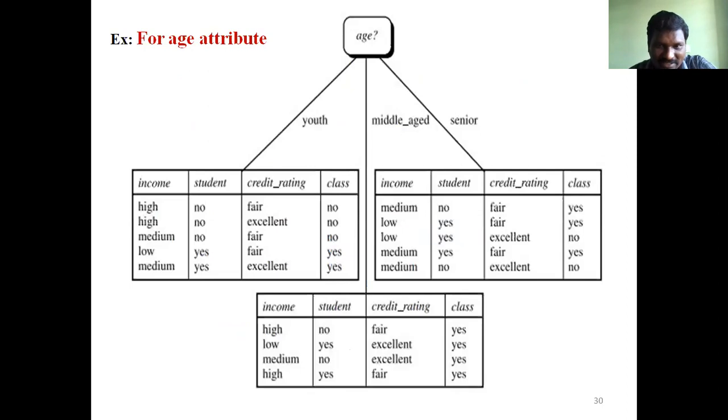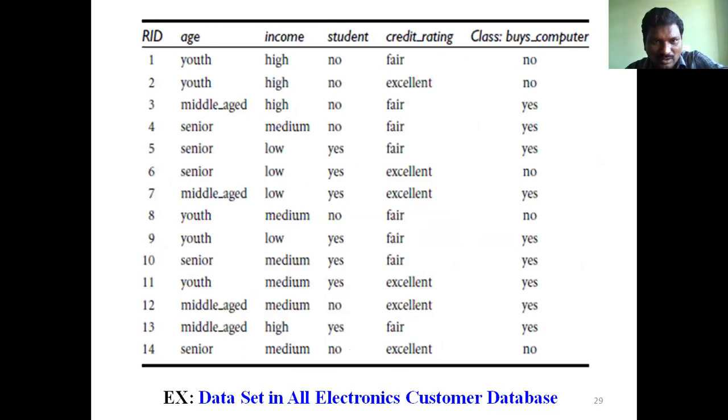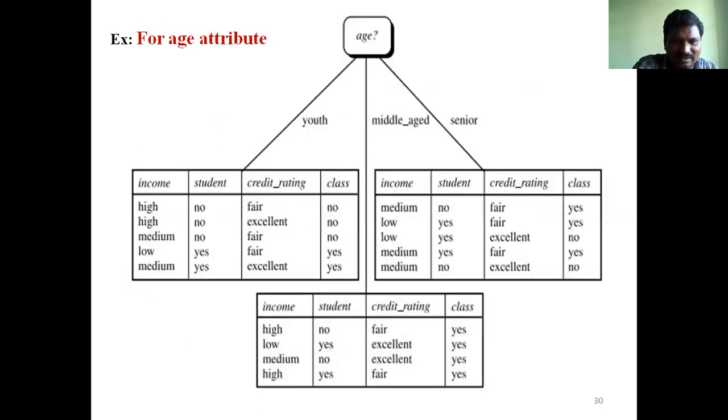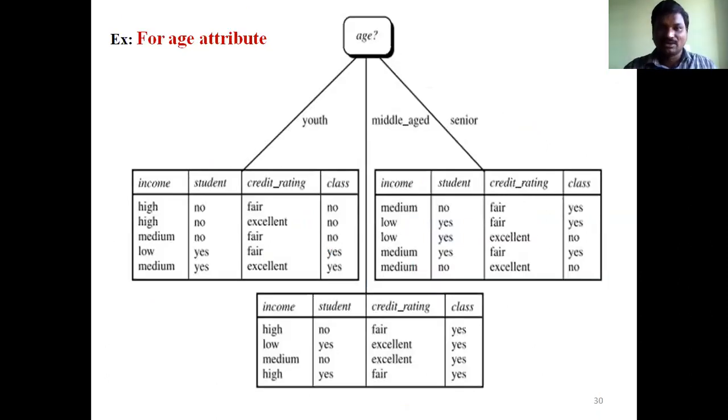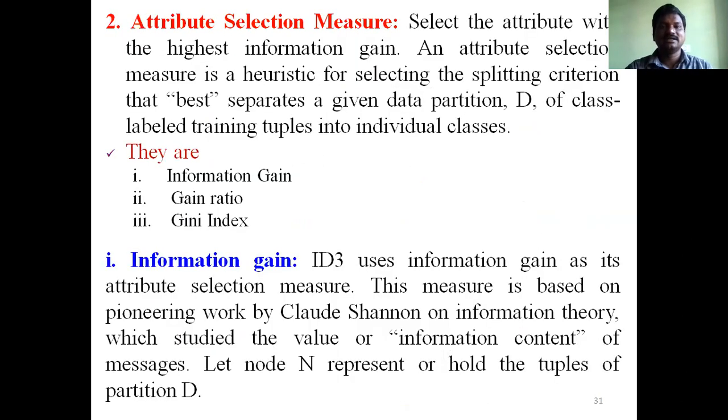Age equal to youth, for example rows 1, 2, 8, 9, and 11, like that 5 different tuples. I am taking the 5 tuples on the left side, and for the middle age person, 4 different tuples. Here the attribute selection method is important. I am taking the attribute age first. How can I take age as the root node here? How can I select age as the root node? Based on the attribute selection methods.